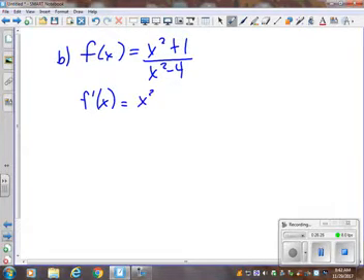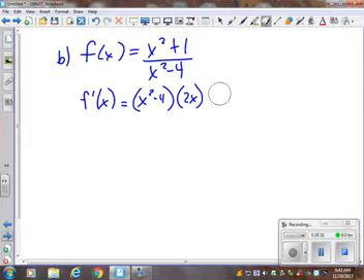So write down the denominator. The derivative of the top is 2x plus, no, excuse me, minus.